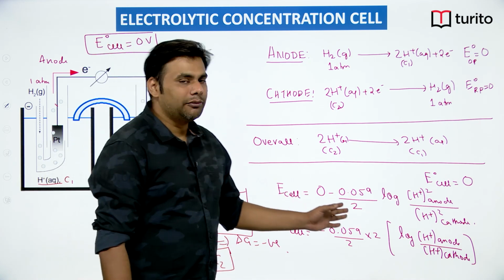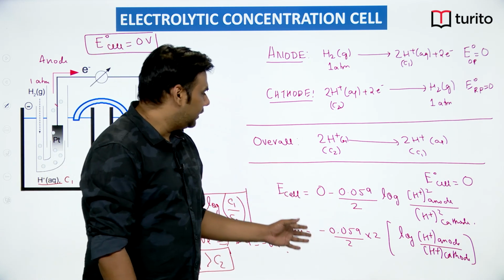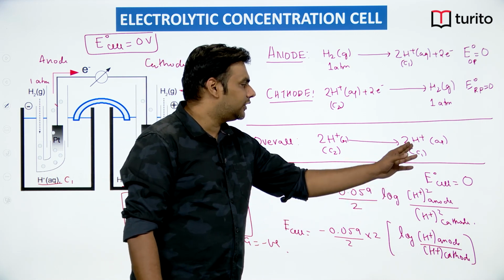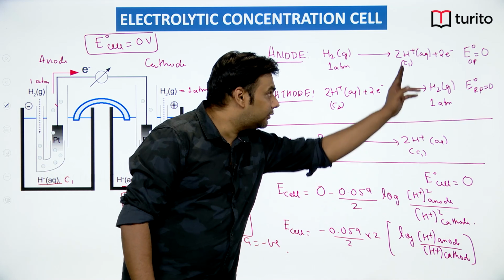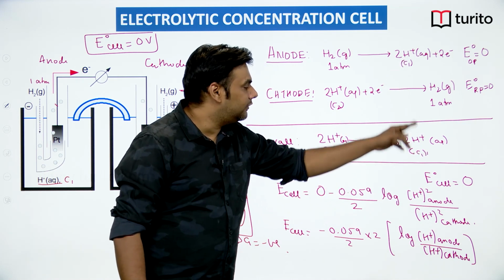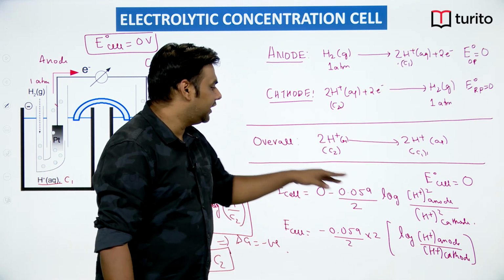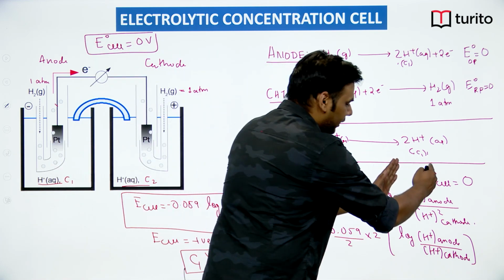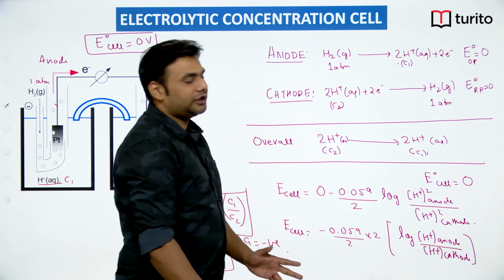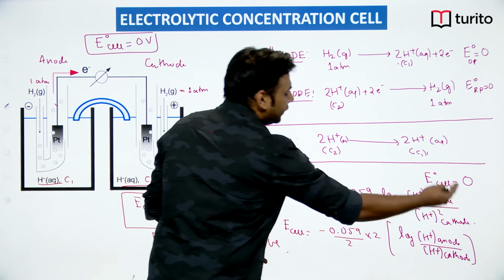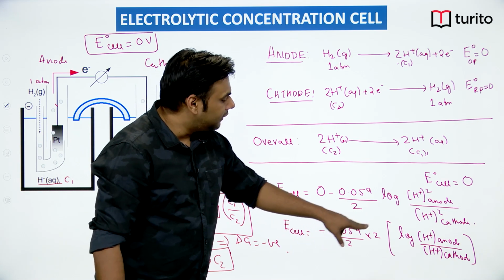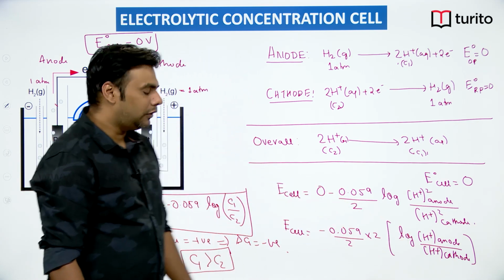So we will write the Nernst equation for this final overall equation. This will be 0 minus 0.059 into log of H plus raised to power 2. This H plus is coming from the anode, C1 is coming from the anode, divided by H plus raised to power 2, this is coming from cathode. So this is basically H plus anode upon H plus cathode whole square. So we will take this 2 outside, so that will get cancelled out. So this will be minus 0.059 into log of H plus of anode upon H plus of cathode.